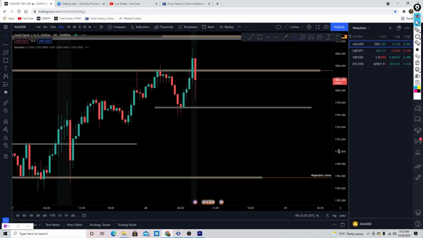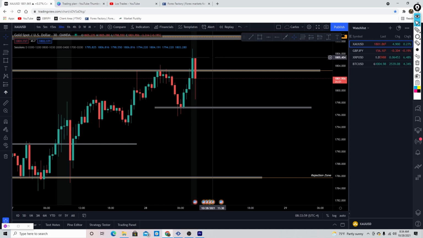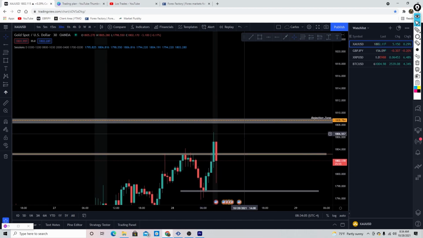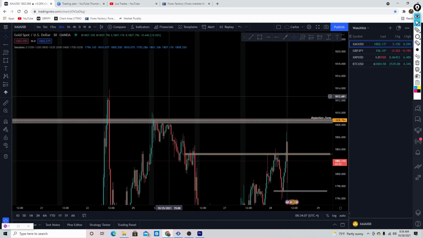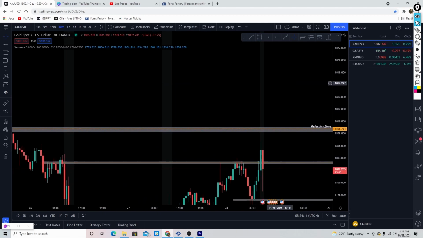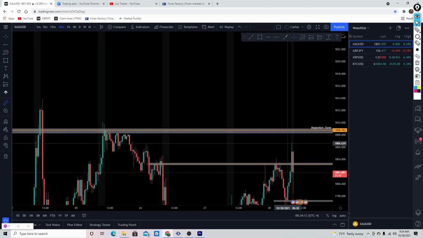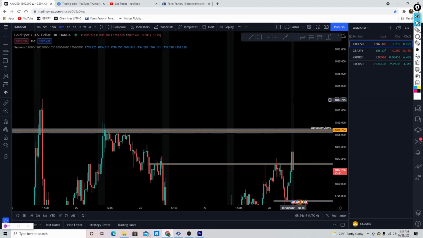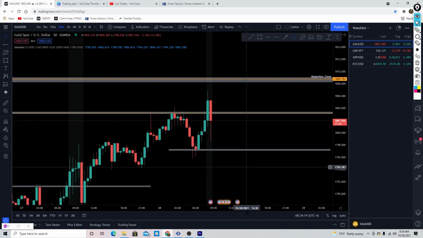But let's go back to gold just to see. Yeah, gold is just taking in the news and all that good stuff. I believe, like I said, if this continues to break above here, it's going to surpass 1808, probably go all the way to 1814, which is, let's see, 70 pips. So let's watch.